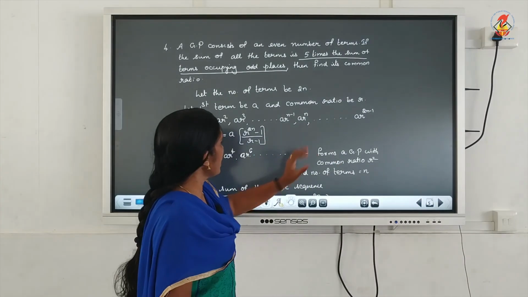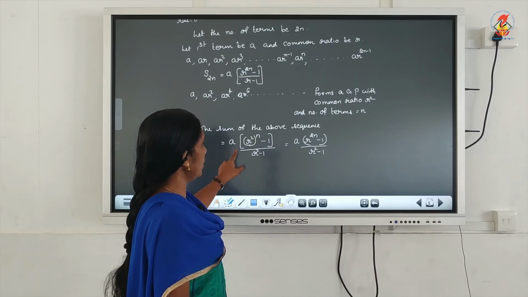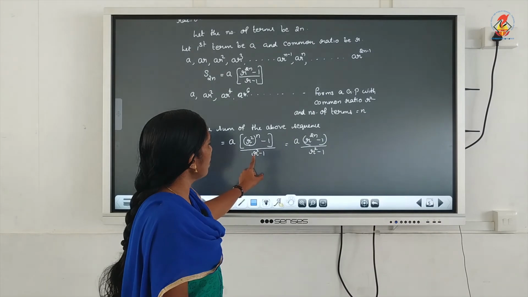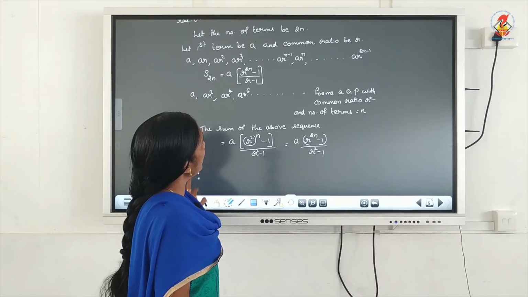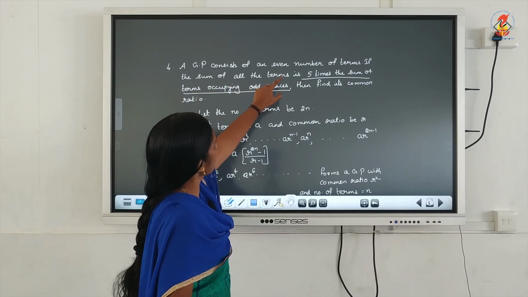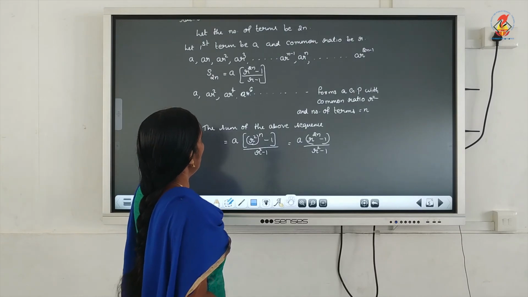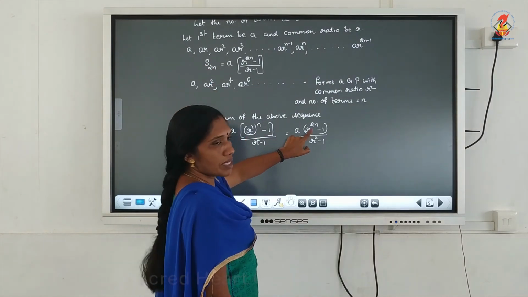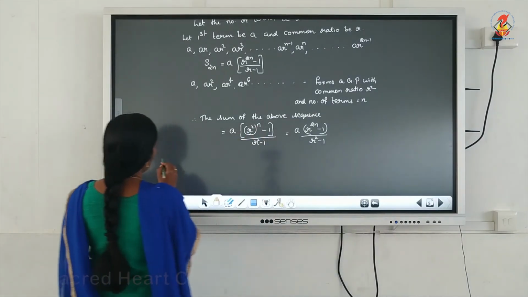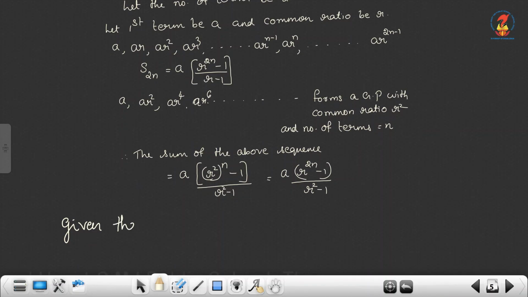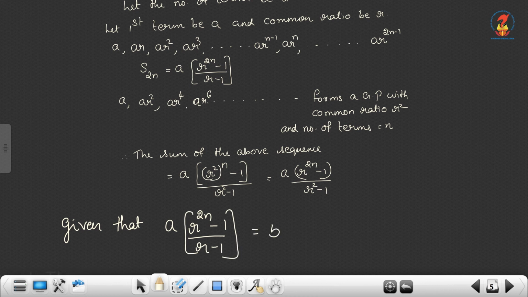Then what is the sum of the sequence? That is first term into common ratio raised to number of terms minus 1 by common ratio minus 1. Now in the question it is given that the sum of all terms is 5 times the sum of terms occupying odd places. So this S2n is 5 times this. So given that, a into r raised to 2n minus 1 by r minus 1 is equal to 5 times a into r raised to 2n minus 1 by r square minus 1.